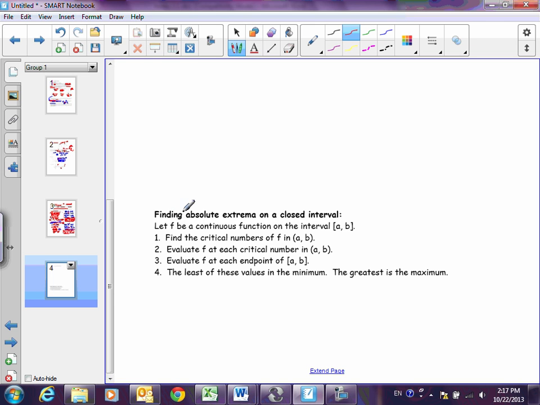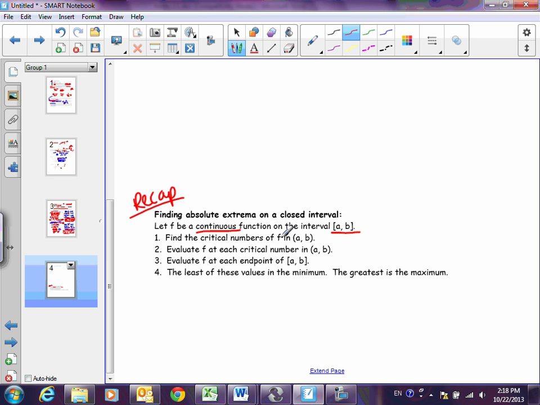All right. So it says finding absolute extrema. What this really is, is just a recap of what we've done. It says let f be continuous. Remember, that's important. Let's have a closed interval. That's important. We can't do this if we don't have those two things. It says find the critical numbers of f.